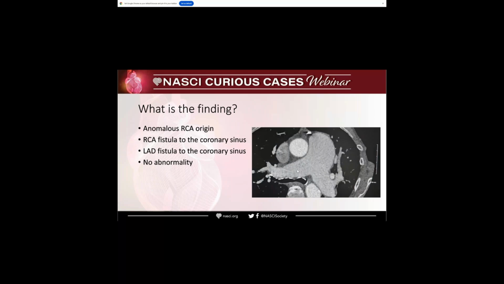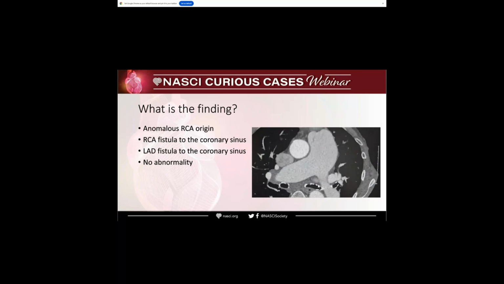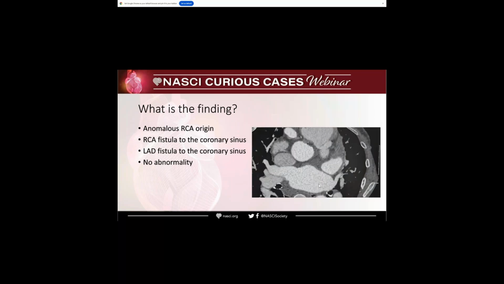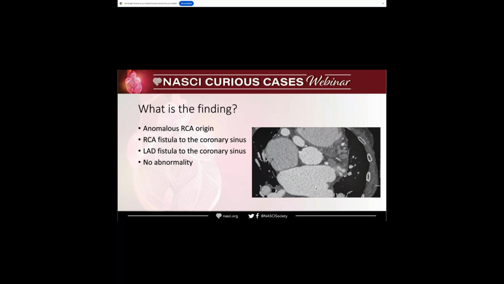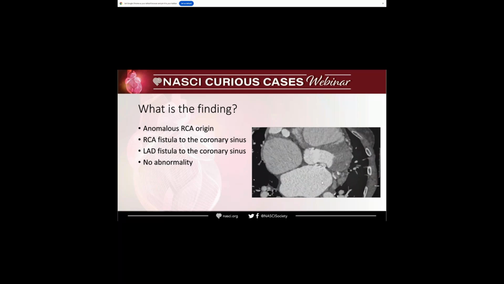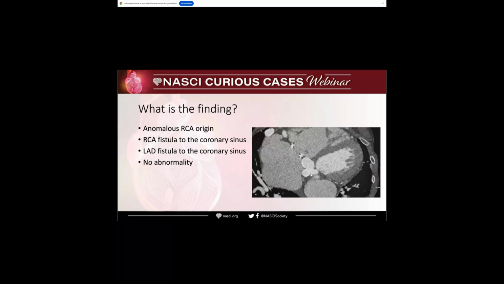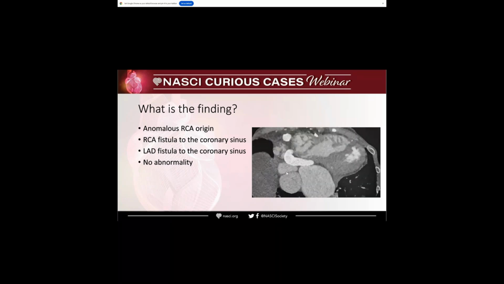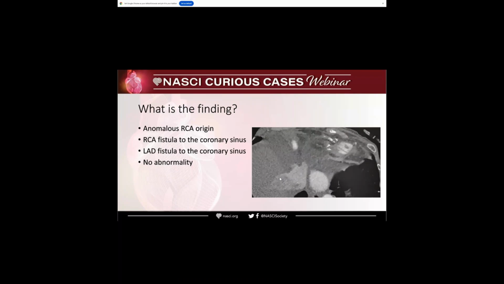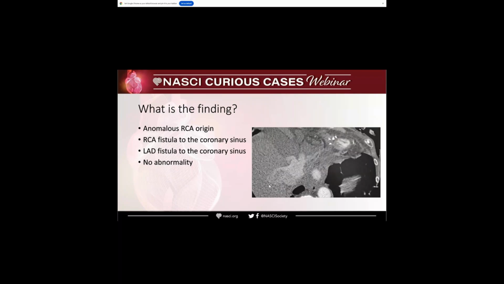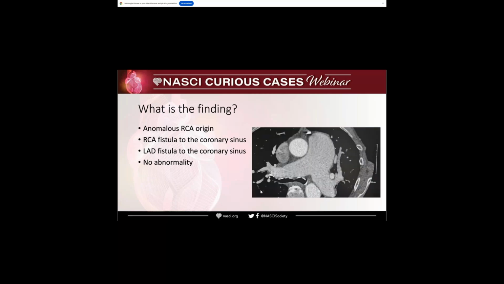I'll show you again. It's difficult to see it on a video without this scrolling, but the fistula is about here. See here? This is the coronary sinus going into the right atrium. So you can see that the RCA is getting very dilated.